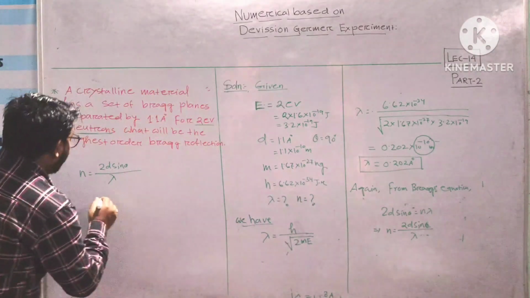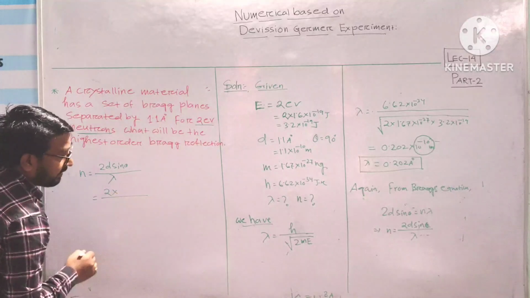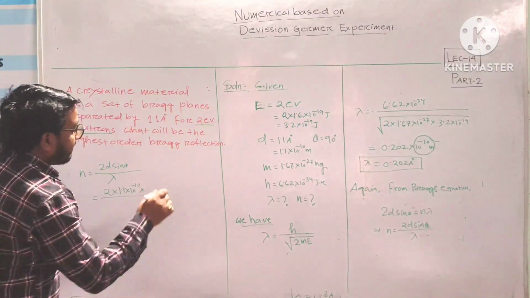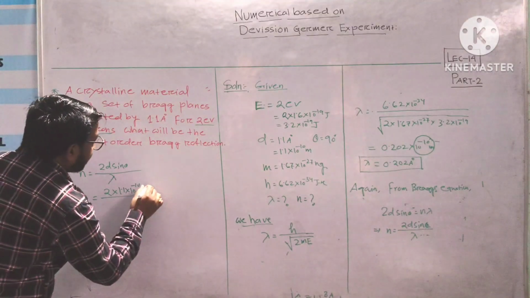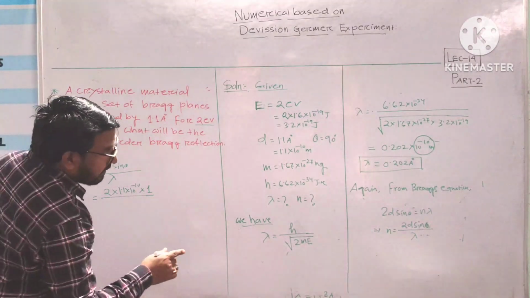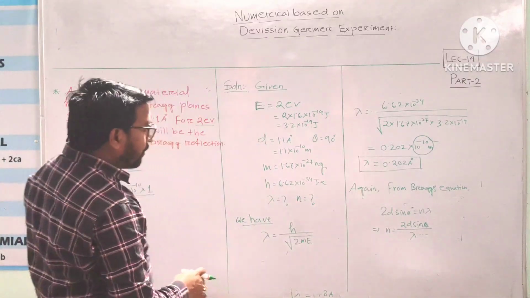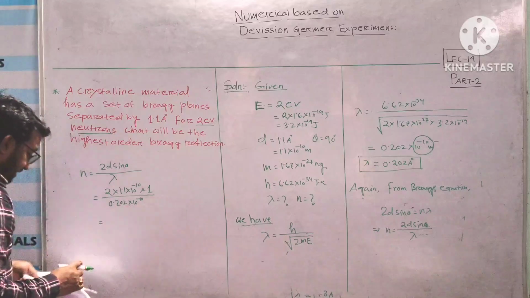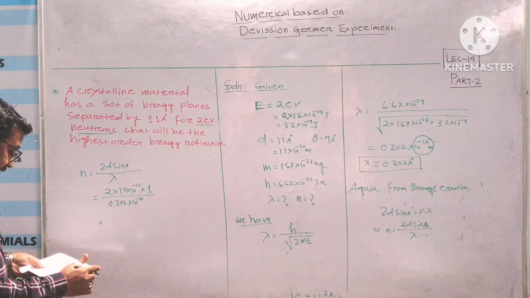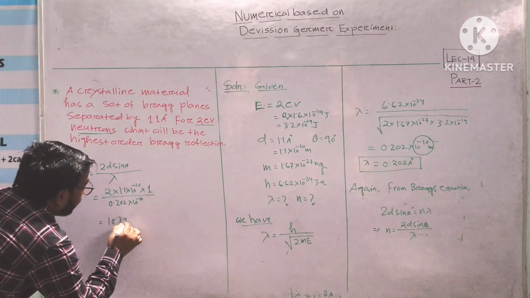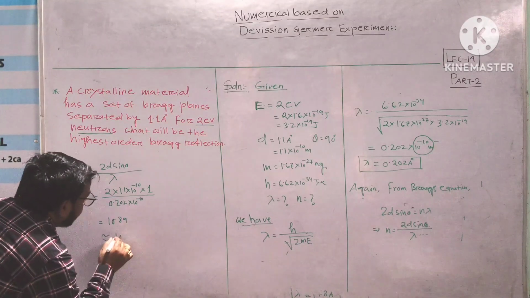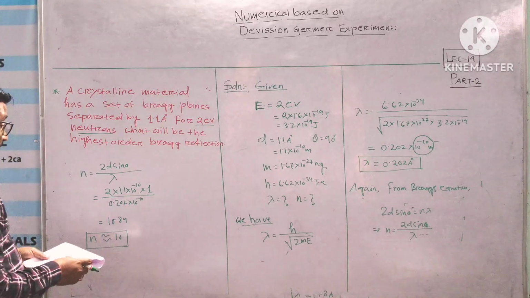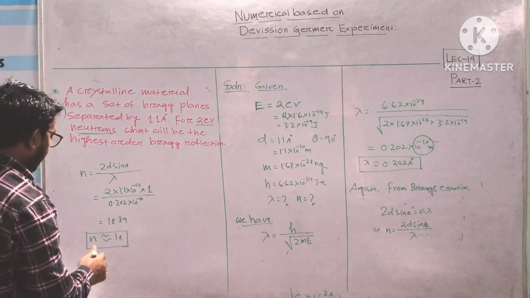So the value of d equal 1.1 into 10 to the minus 10, and sin 90 degree, we know that the value of sin 90 degree equal 1, and lambda equal 0.202 into 10 to the power minus 10. After solving this part, we will get the value of n equal 10.89, and this is approximately equal to 10. So the required value of n equal 10. That means the highest order is n equal 10.